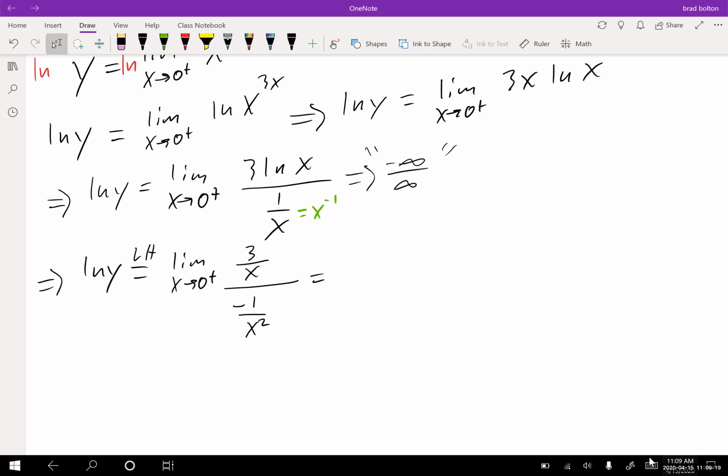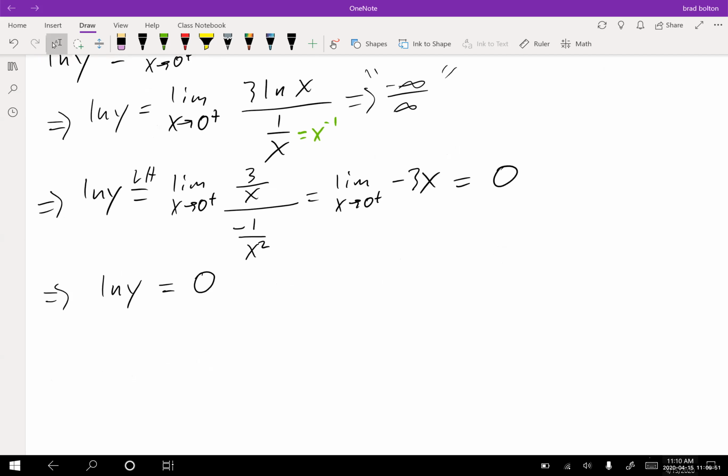So now I'm going to rewrite this. I could just say this equals the limit as x approaches 0 from the right, and this would become negative 3x once you clean it up. And that is actually 0. However, nobody ever asked us to find the natural log of y. They wanted to know the limit. So right now, we have ln of y is equal to 0.